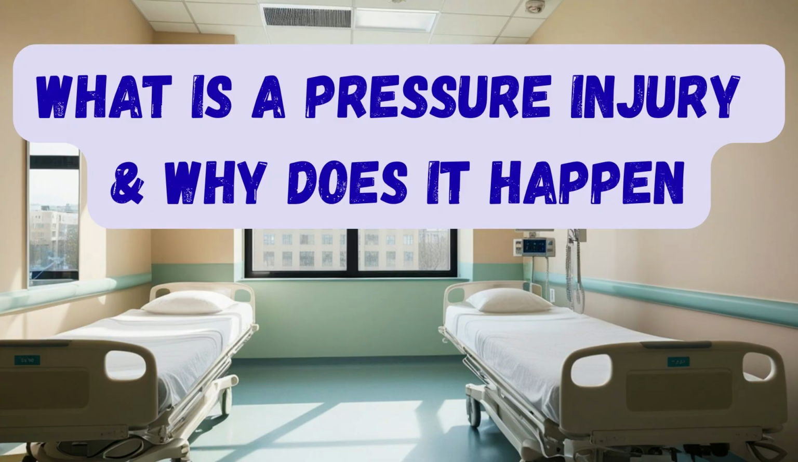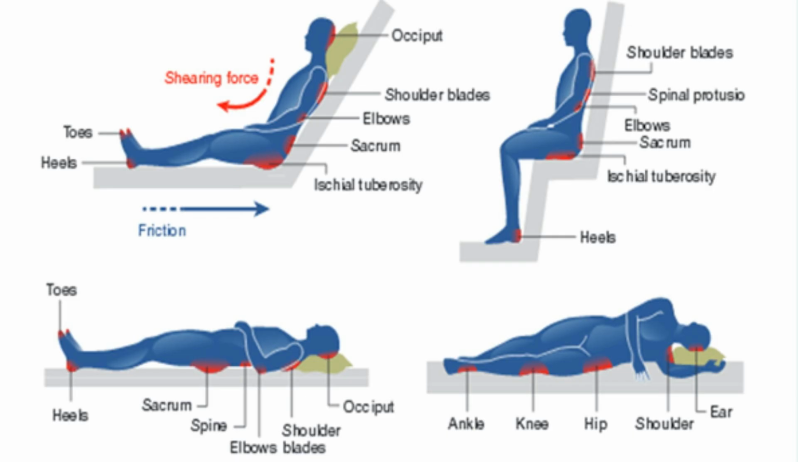What is a pressure injury and why does it happen? So let's start with the basics. A pressure injury occurs when prolonged pressure cuts off blood flow to the skin and deeper tissue. Without oxygen and nutrients, tissue becomes damaged and begins to break down. Common sites include the sacrum, heels, elbows, hips, ischial area, and the back of the head.